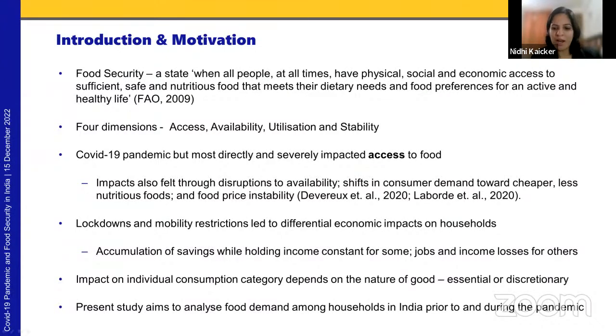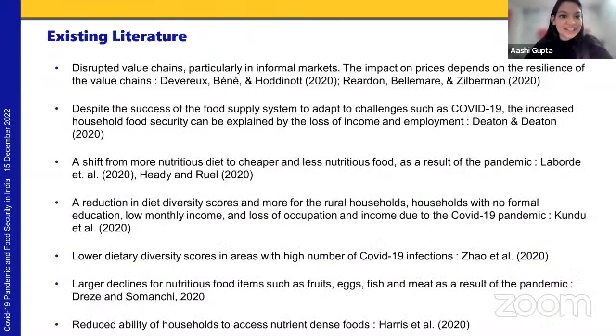So I'm going to now pass on the presentation to my research collaborator, Aashi, who will take us through the research objectives and the intended contribution of the study and explain the data sources. So over to you, Aashi. Thank you, Nidhi. So I'll first start talking about the existing literature.